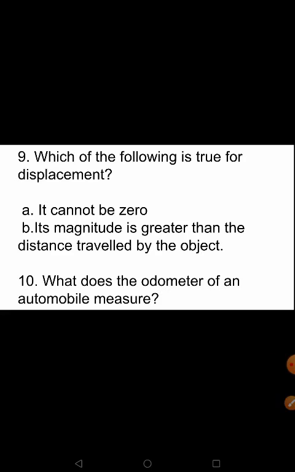What does the odometer of an automobile measure? The odometer of an automobile measures the distance travelled by the vehicle. In your 7th standard itself, you must have learnt about speedometer, odometer and all.